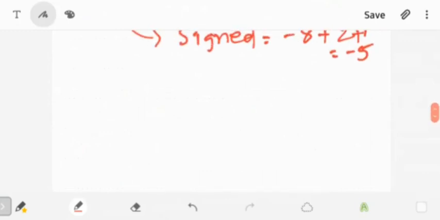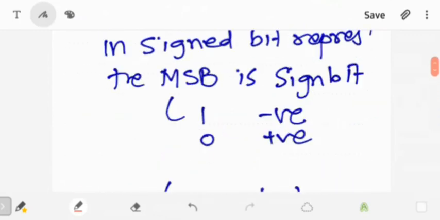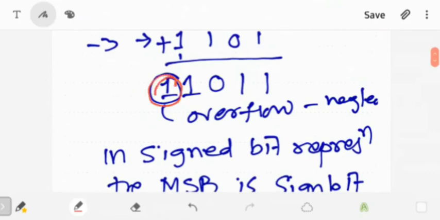We have seen here an overflow, right? When we added these two numbers, there was an overflow here. So with signed numbers, two-way overflow can occur. Okay, two-way overflow can occur.